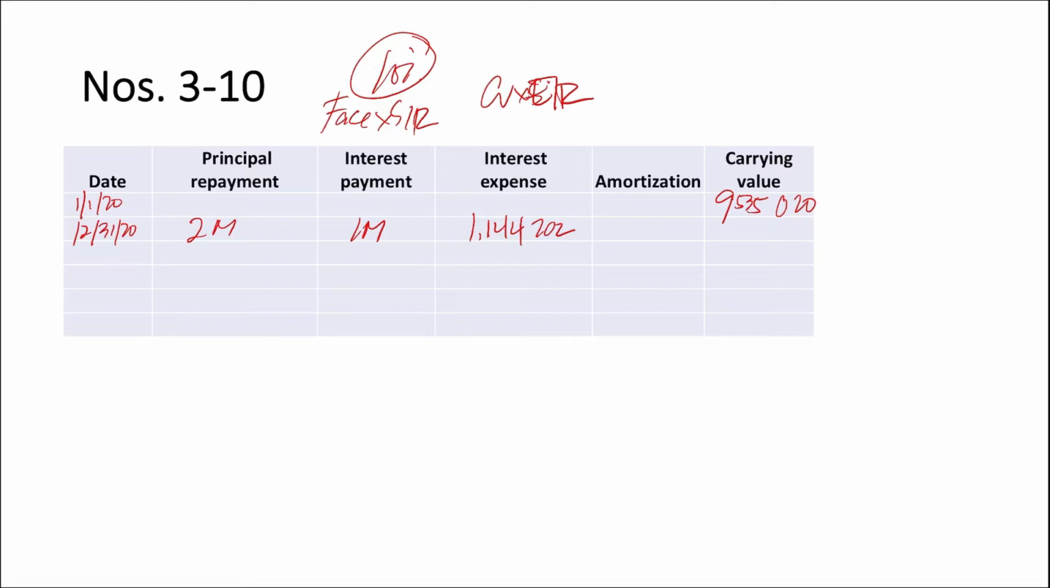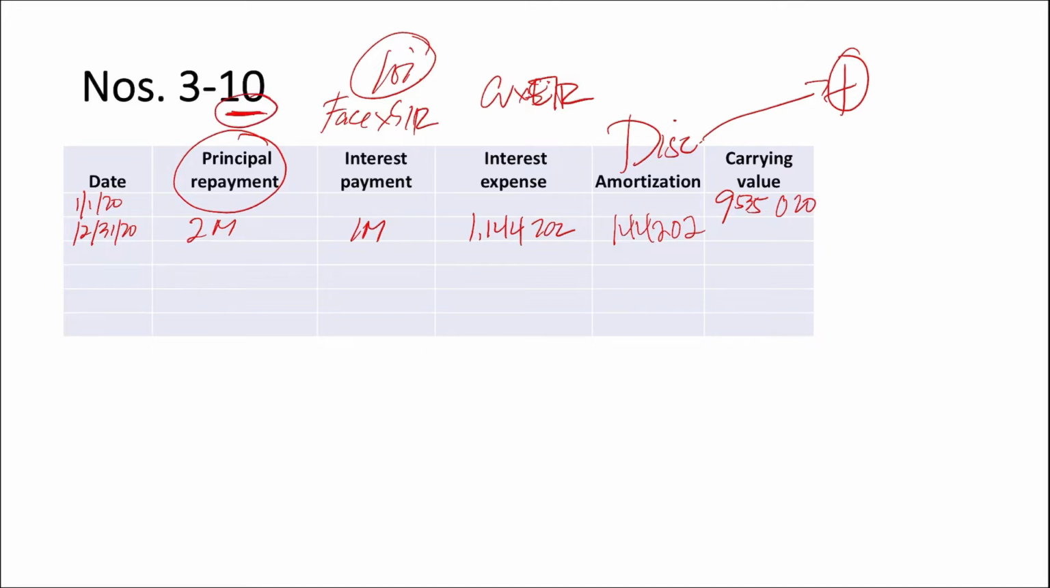Next. Ano yung ina-amortize natin? Discount or premium? Answer is discount. No? Para alam nyo kung ano yung effect ng amortization sa carrying value. Okay. How much is the amortization? 144,202. Now, bantayan nyo to kasi serial bonds to guys. Anong effect ng discount amortization ulit sa carrying value? Add. Tama ba ako? Di ba add? Pero may principal repayment. Ang principal repayment, palaging minus yan guys. Okay? Palaging minus yan.